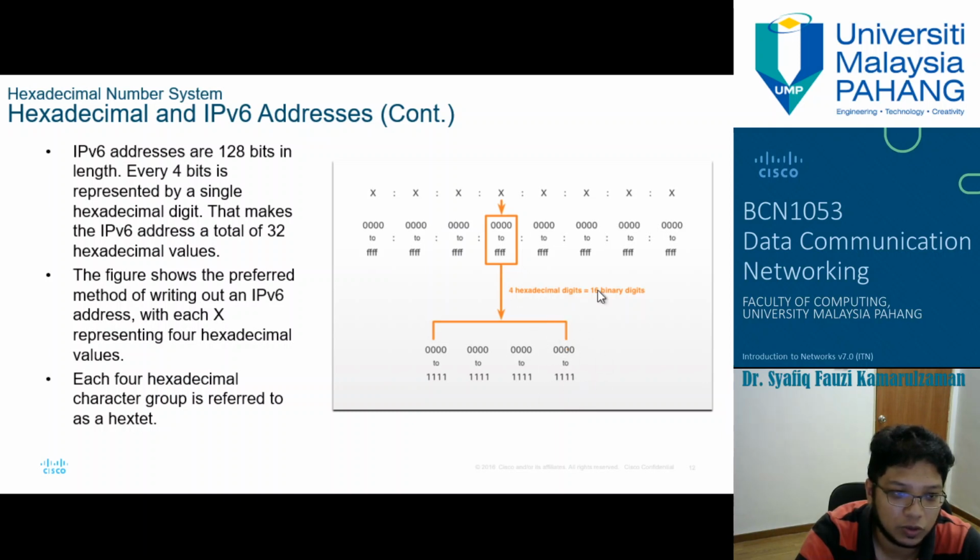So the total is 128 bits, and for one set of hexadecimal inside the IPv6 address, they have 16 bits. You have 8. So the sets are called hextets. So basically, for one IPv6, you have 8 hextets. And for each hextet, you have 4 hexadecimal digits. So basically this is what we have in IPv6.